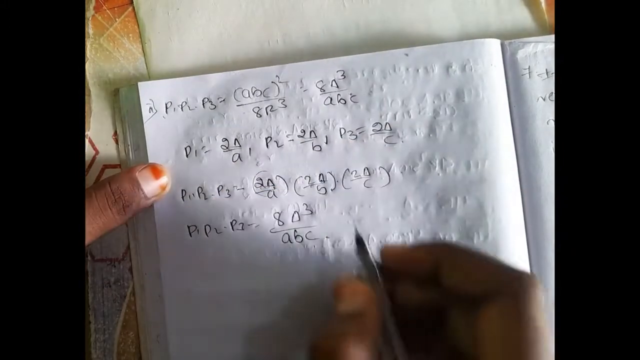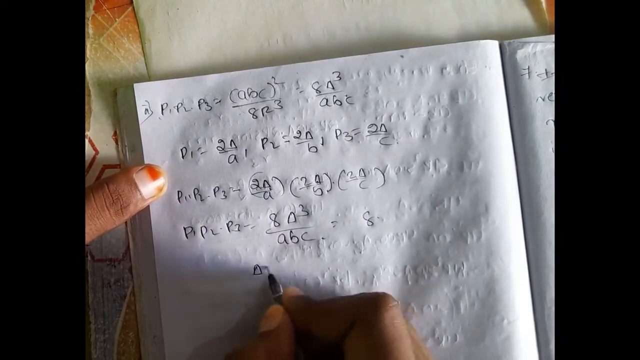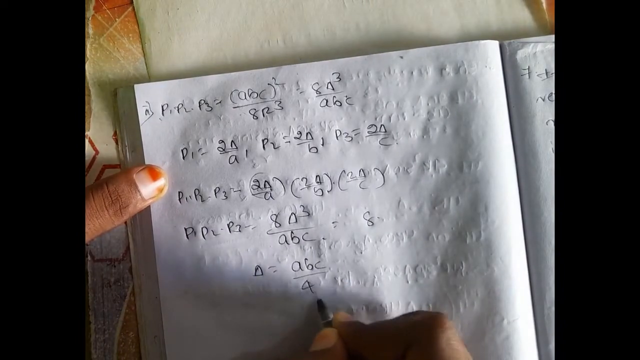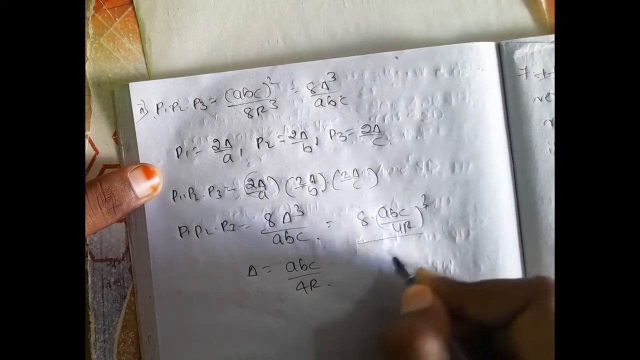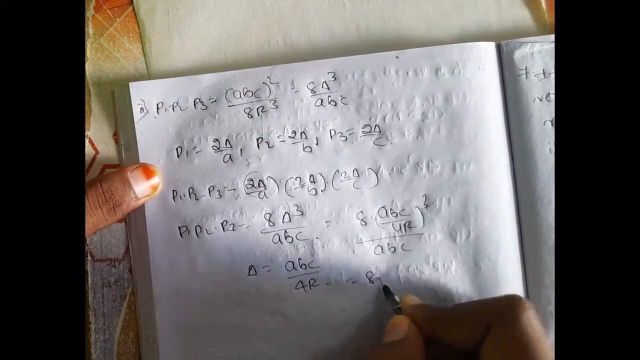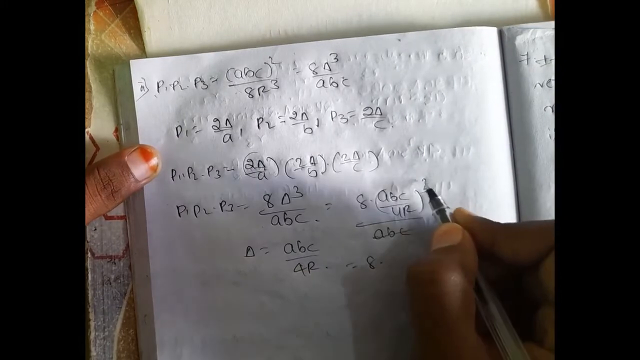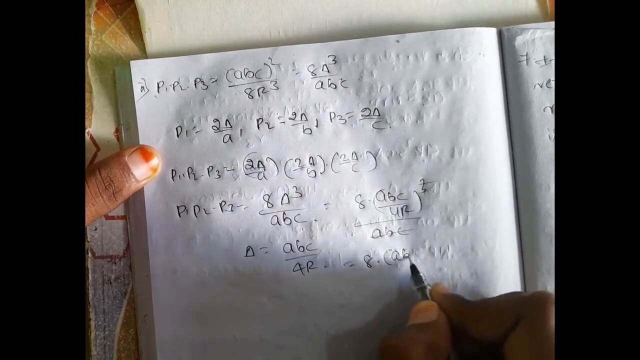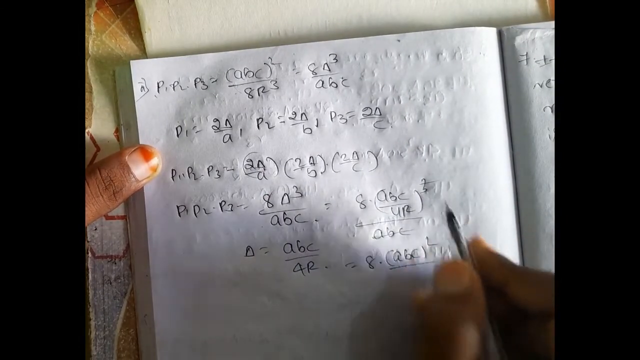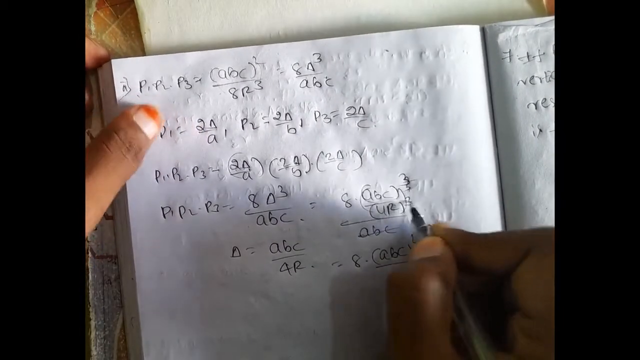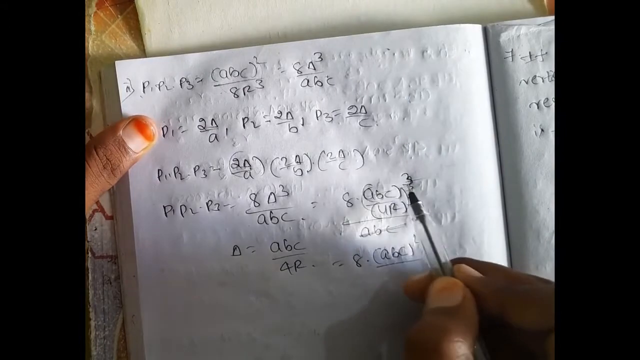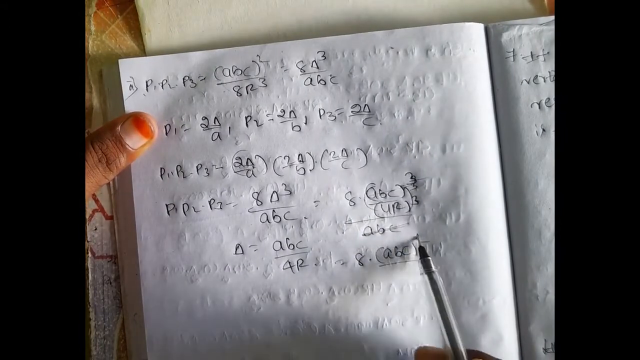Now we have to prove this also. So you know the formula of delta. Delta equals ABC by 4r, right? Now ABC by 4r whole cube by ABC equals 8 into, now ABC and here one cube means ABC square by 4r whole cube. Write this cube separately for ABC and 4r. Now here ABC and ABC will be cancelled, so we will have ABC square.